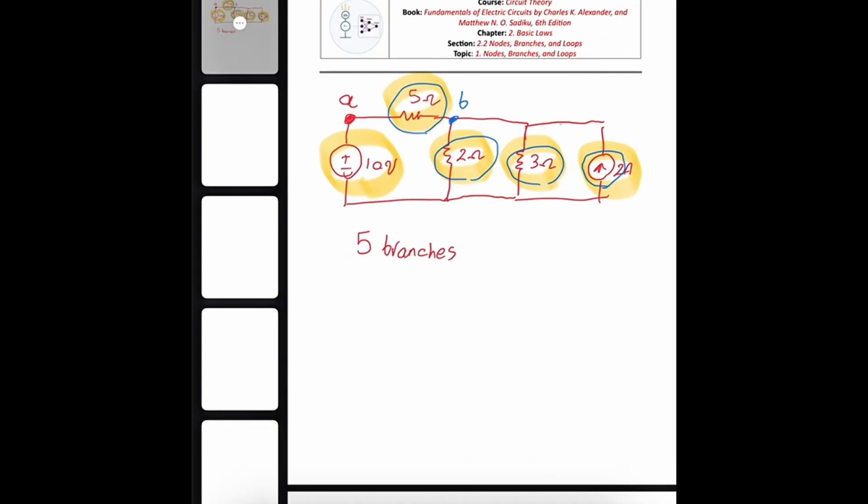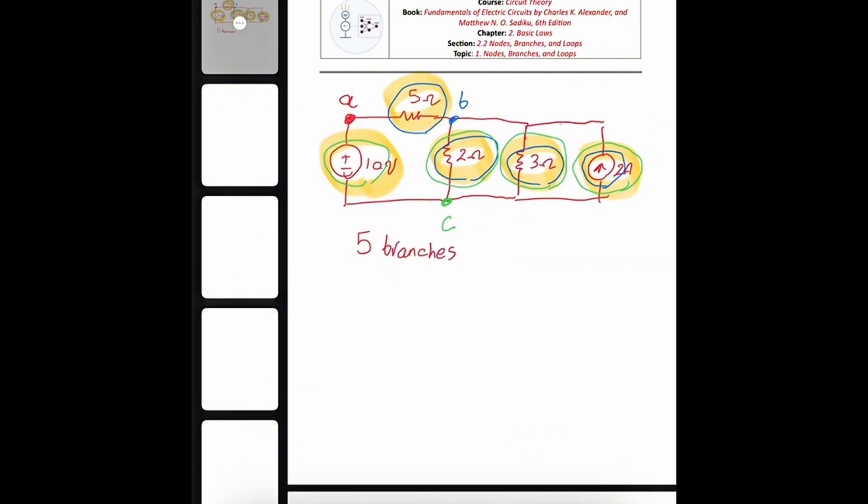And finally, node C connects the 2 ohm, 3 ohm, 2 ampere, and 10 volt. At the bottom of the circuit, you can call it C. So we have 3 nodes. Let's say A, B, and C.